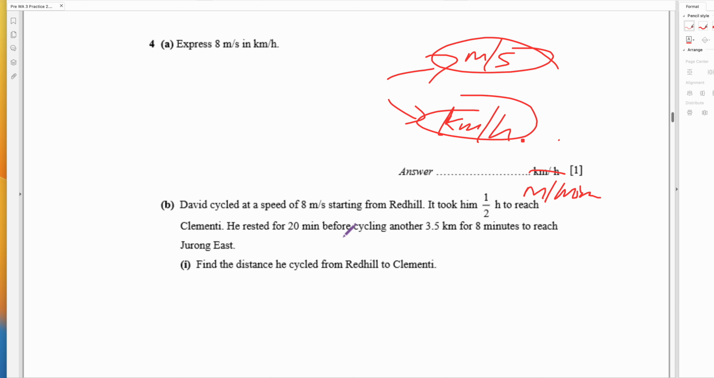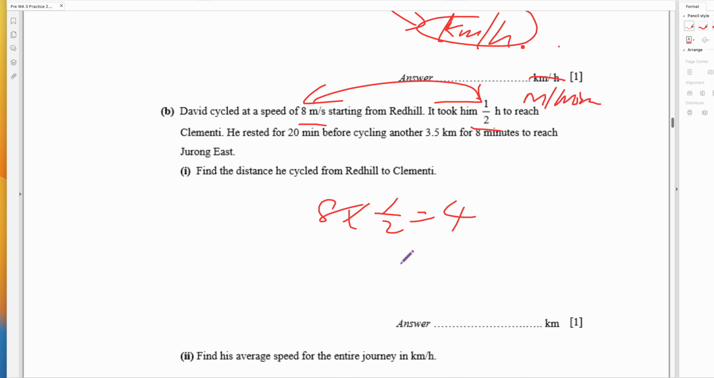When it comes to distance questions, you need to make sure, because they are very cunning. 8 meters per second, right? They give you half an hour. Then a lot of students just do 8 times half. Gone. It's wrong, because the units are incongruent. You have to change those. Incongruent means not the same.